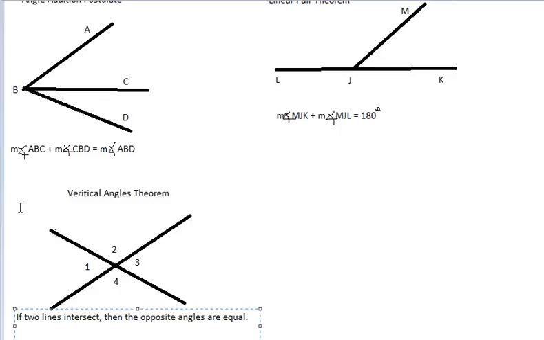And the last theorem that we have is vertical angles. Basically, vertical angles are opposite angles from intersecting lines. For instance, angle 1 and angle 3 are opposite from each other. According to the vertical angle theorem, if two lines intersect, then the opposite angles are equal. So 1 and 3 are equal measures; they have the same degree. 2 and 4 are also opposites of each other, so they will also have the same degree. So if angle 2 is 90 degrees, angle 4 will also be 90 degrees.